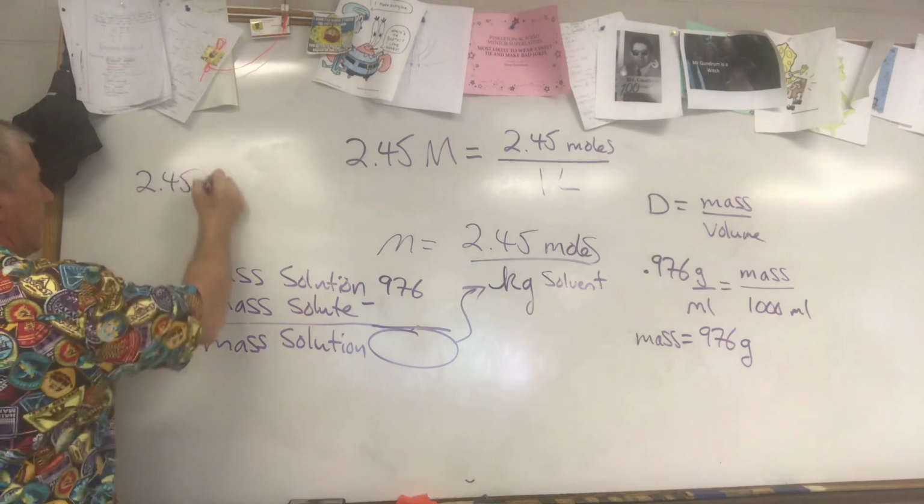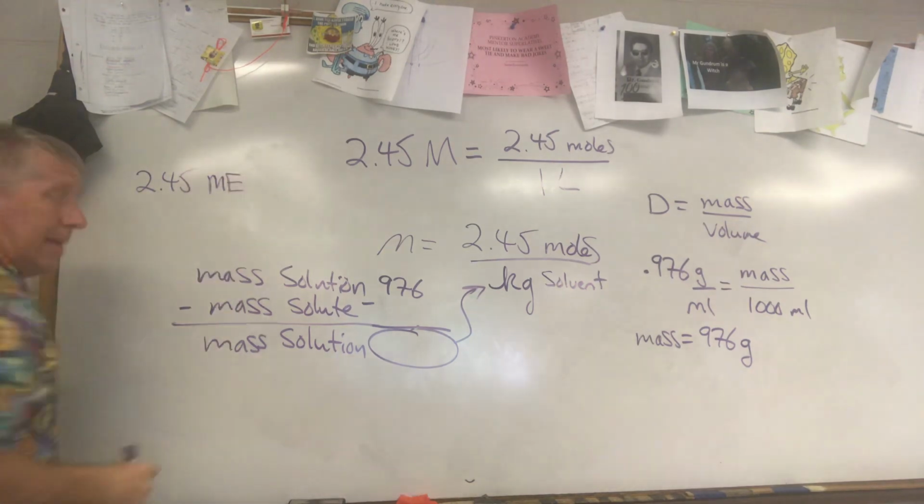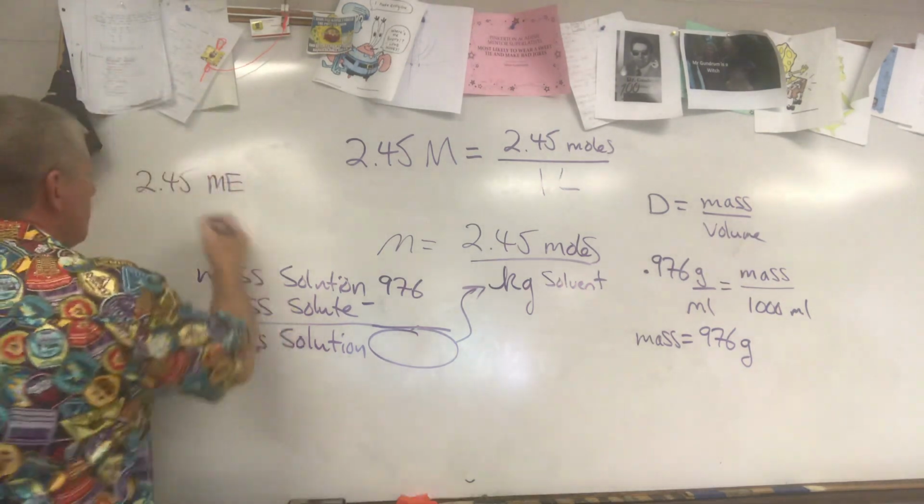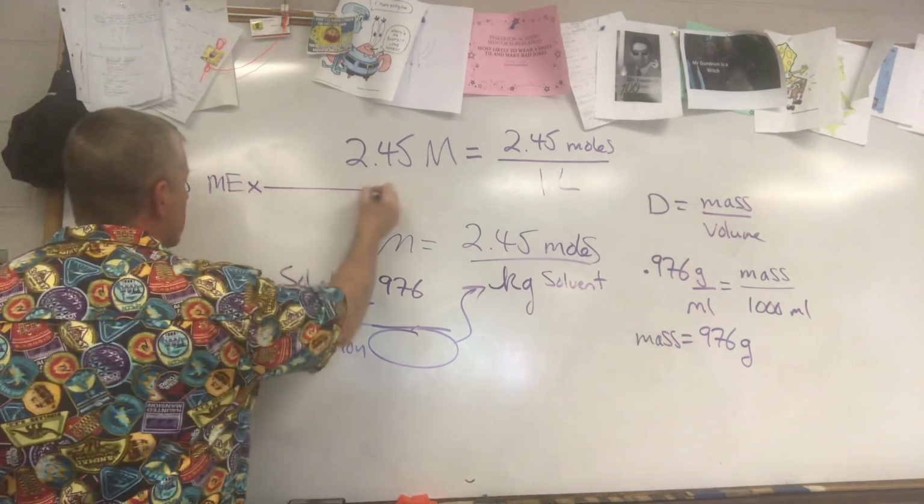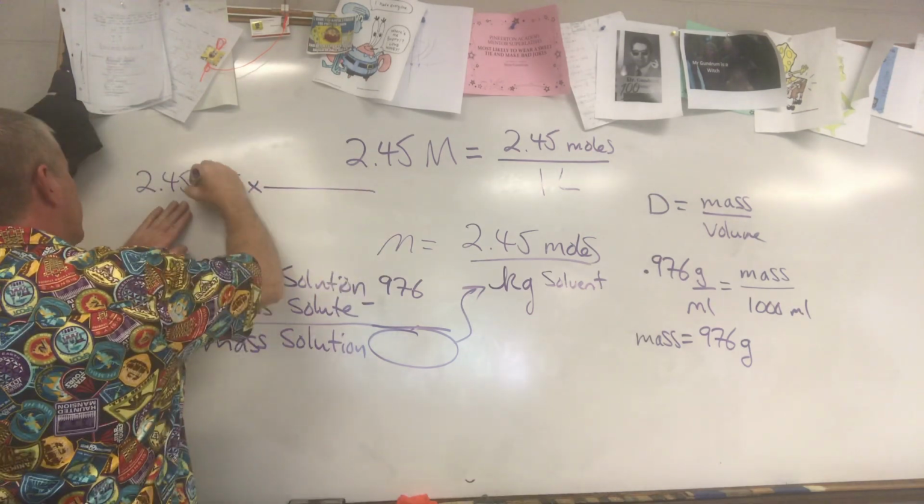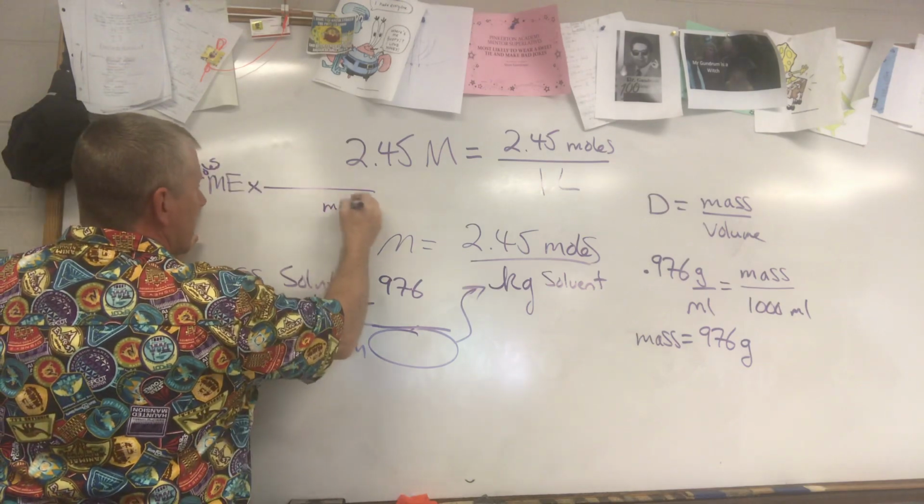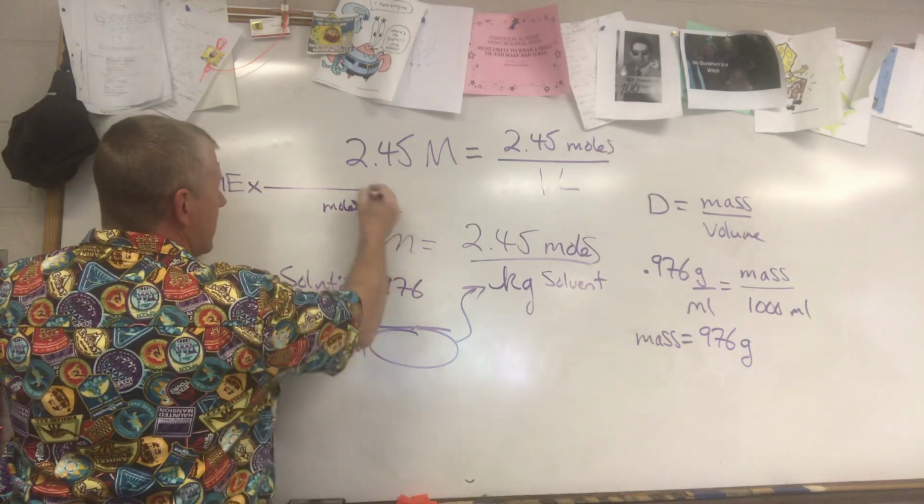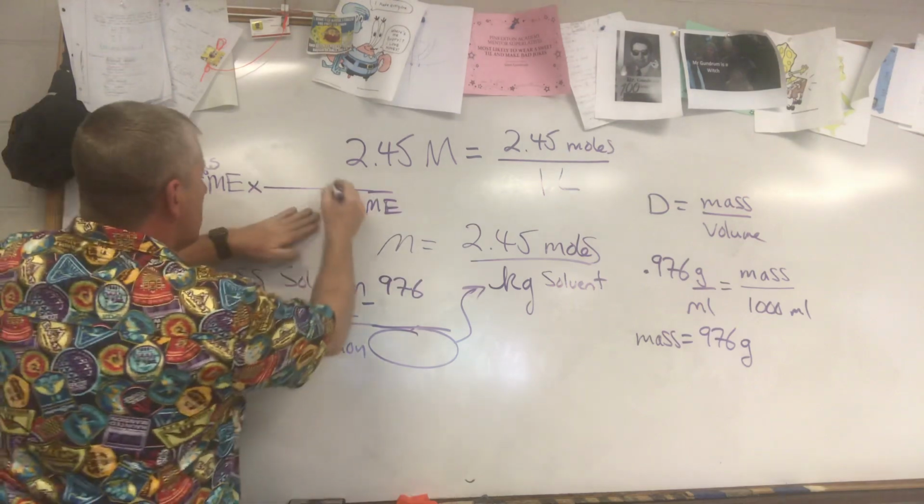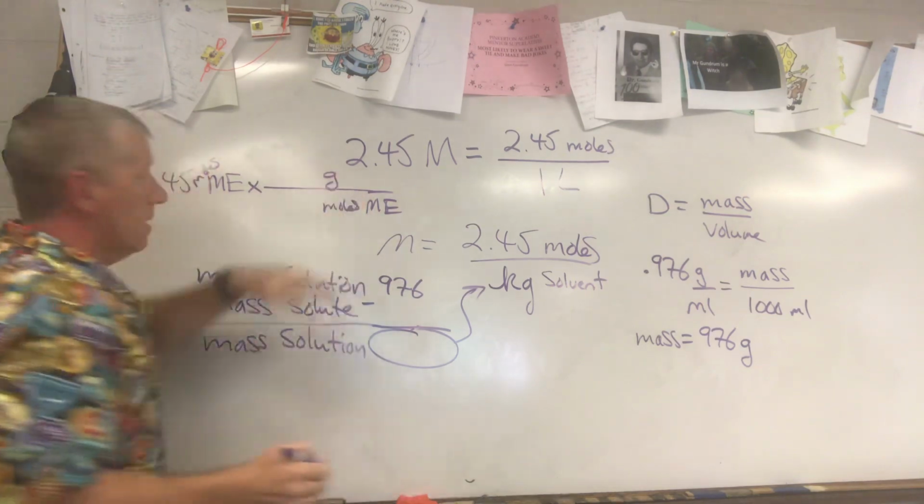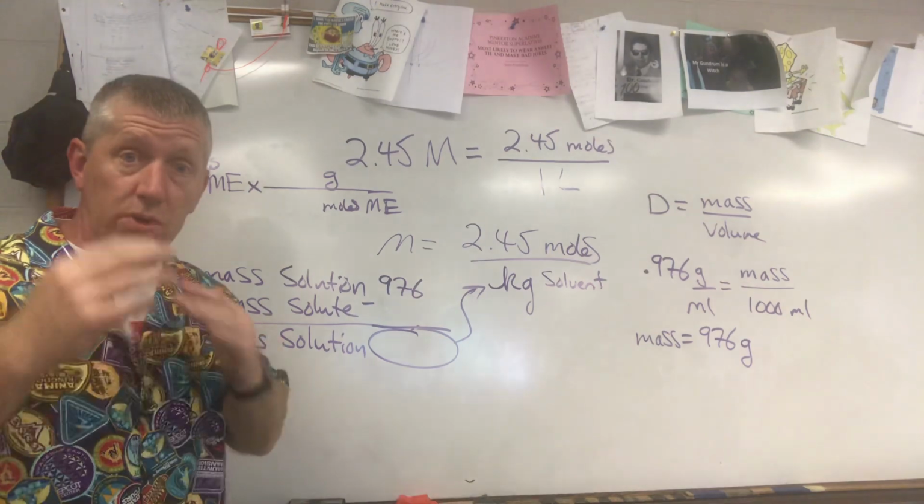2.45 moles. I'll just put big M, big E, and that is the abbreviation for methanol. 2.45 moles of methanol. Oh, I forgot to put the moles in there. So moles of the methanol goes on the bottom. Okay, moles of methanol. I'm going to grams. Okay, grams. Mole to gram conversion.